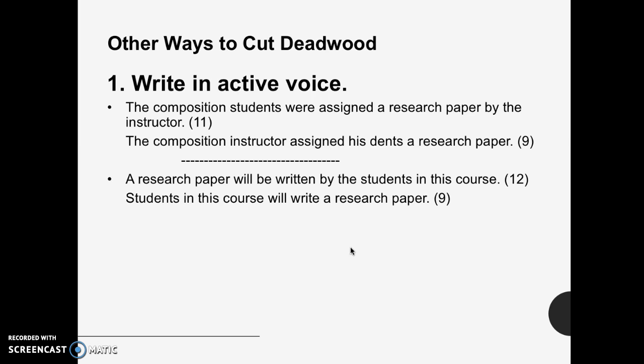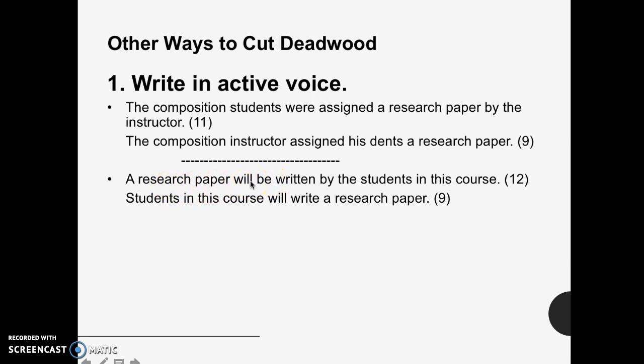Number 1 is to write in active voice. And I'm not going to get into this a whole lot, but if you can notice the difference, when you are writing in active voice is where the people or the things, the subjects of the sentence, are actually doing the action. And so if you look at example number 2, where we have the research paper, a research paper will be written by the students in this course.